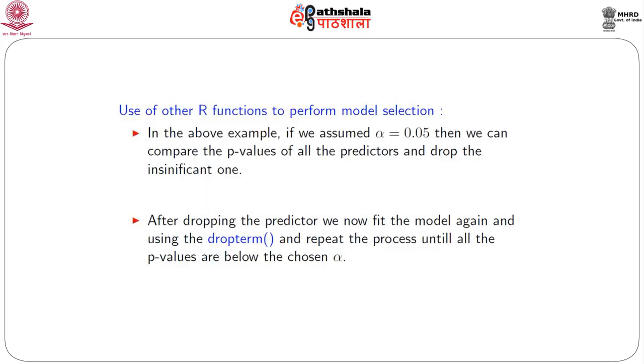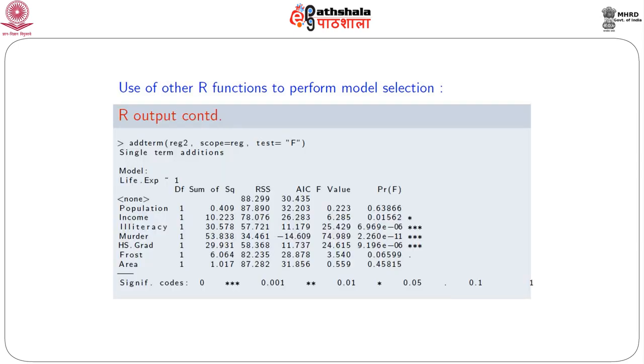In the above example, we assume that alpha equals 0.05, then we have compared the p-values of all the predictors and dropped the insignificant ones. Now, after dropping the predictor, we fit the model again, and using the dropterm, we repeat the process of removing the ones that are insignificant and retaining the ones that are significant based on the p-values that are below the chosen alpha. And here is the output from using the function addterm in R, and we can interpret the results of using this function the same way as we did for the function dropterm.